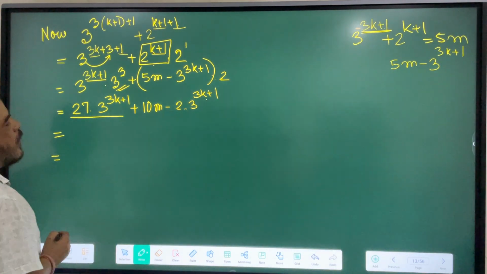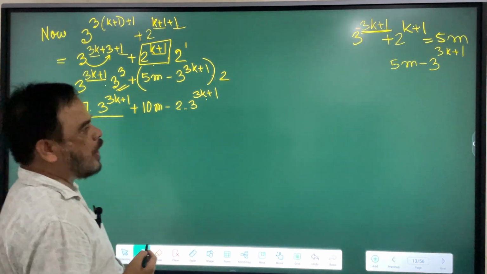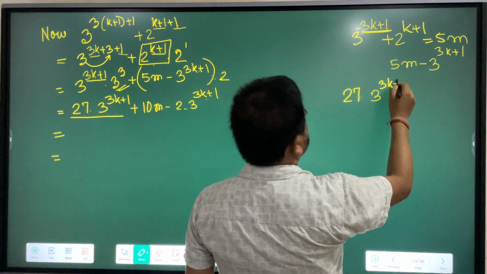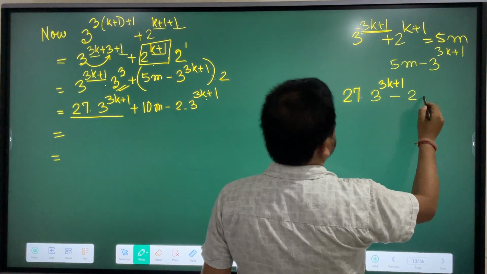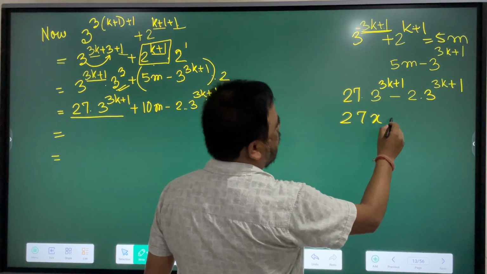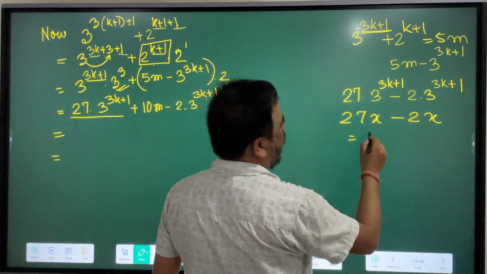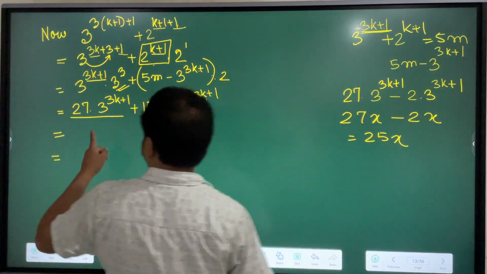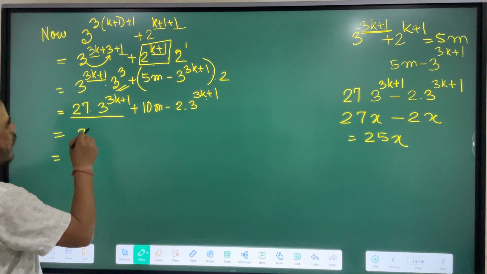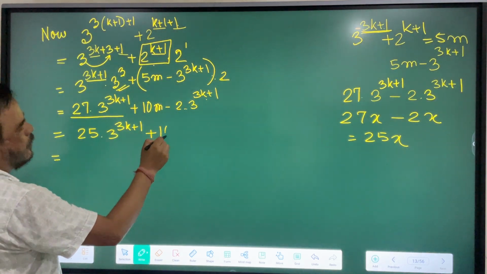Now 27 into 3 to the power 3k plus 1 minus 2 into 3 to the power 3k plus 1. This one also I will explain. It is like this: 27x means 27 into x, minus 2x equals 25x. So 27x minus 2x equals 25x. What is x? 3 to the power 3k plus 1. I hope you understand.